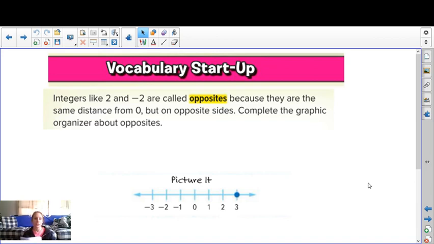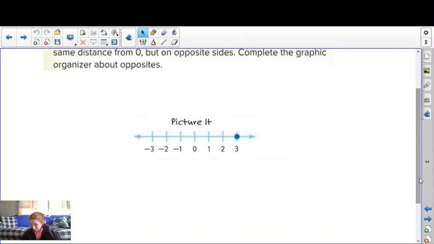All right, integers like 2 and -2 are called opposites because they are the same distance from 0, but on opposite sides. So it wants me to complete this picture here. So what would be the opposite of 3 that's on that number line provided for me?